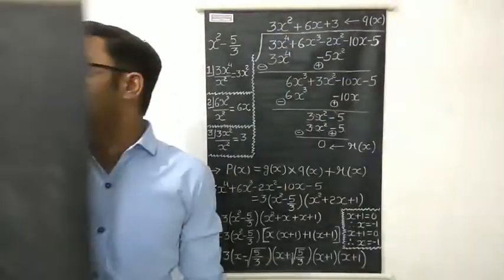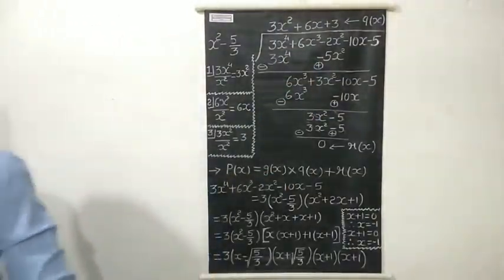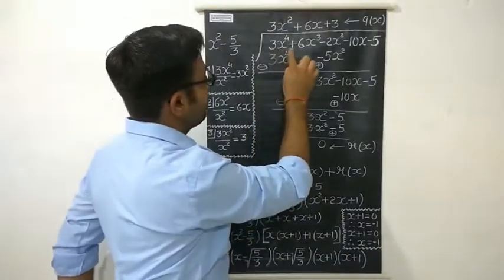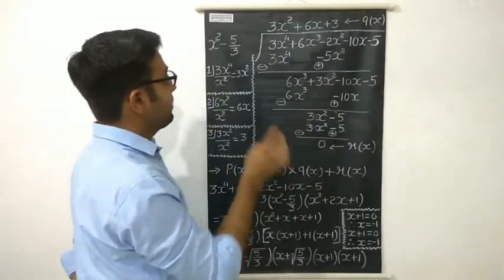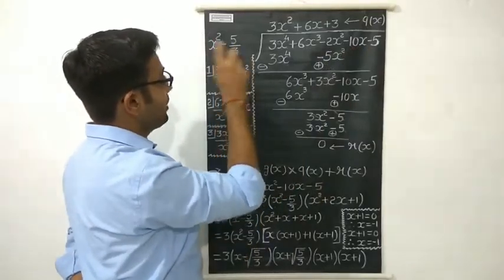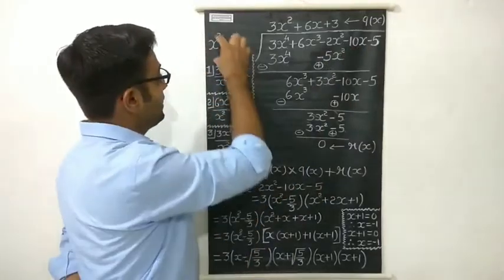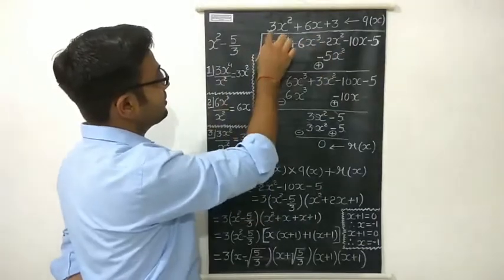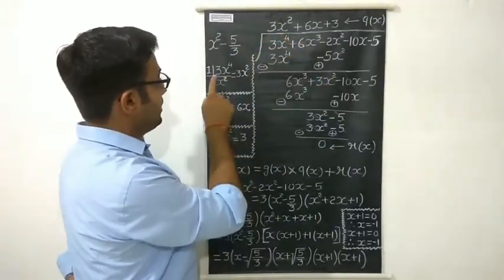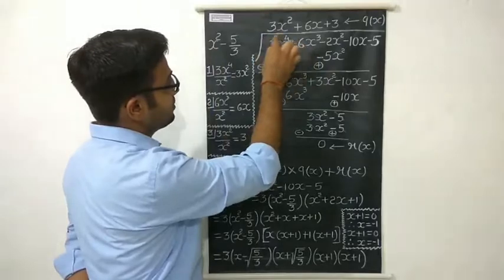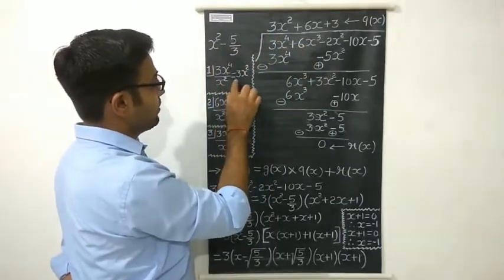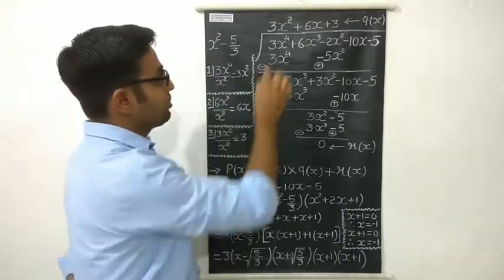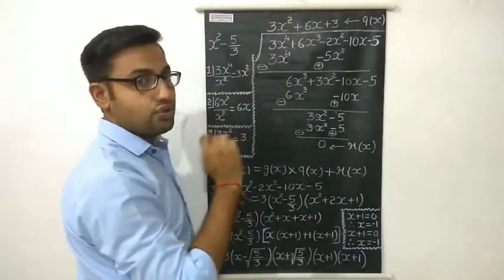So here is the given polynomial 3x^4 + 6x^3 - 2x^2 - 10x - 5. By dividing this by x^2 - 5/3, the first term we get is 3x^4 divided by x^2, which equals 3x^2. So this 3x^2 is our first quotient.